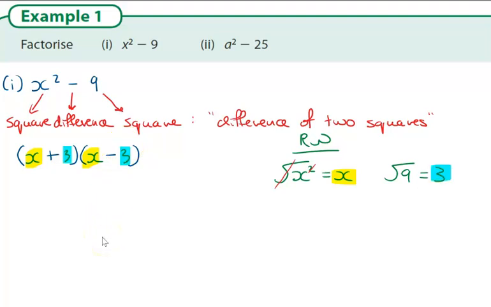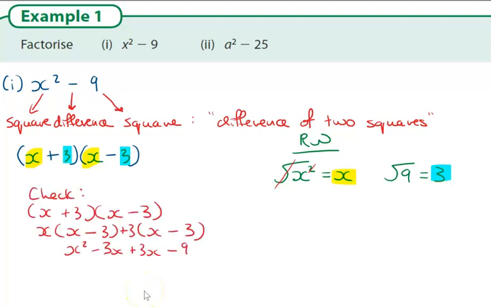And there's our answer. If we're asked to factorize, we must have brackets in our answer. If we factorize x squared minus 9, we get x plus 3 multiplied by x minus 3. This is our answer, but we're going to check by multiplying out the brackets. And we end up with x squared minus 9, because the minus 3x and the plus 3x will cancel. And that's what we started with, so we know we're right.